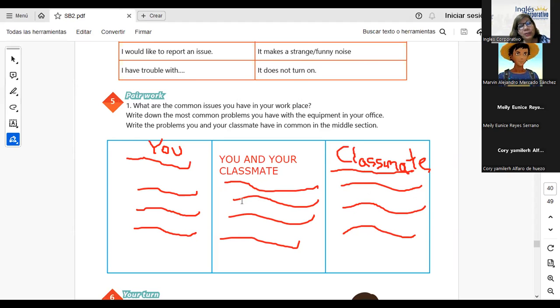The printer stacked the paper. Here you say, my computer doesn't turn on. You say, my computer shut down. No, not the same, right? So you don't write it here. Only the common ones. Okay? But now, write your part: the issues you have with your equipment in your workplace. Okay, do it.